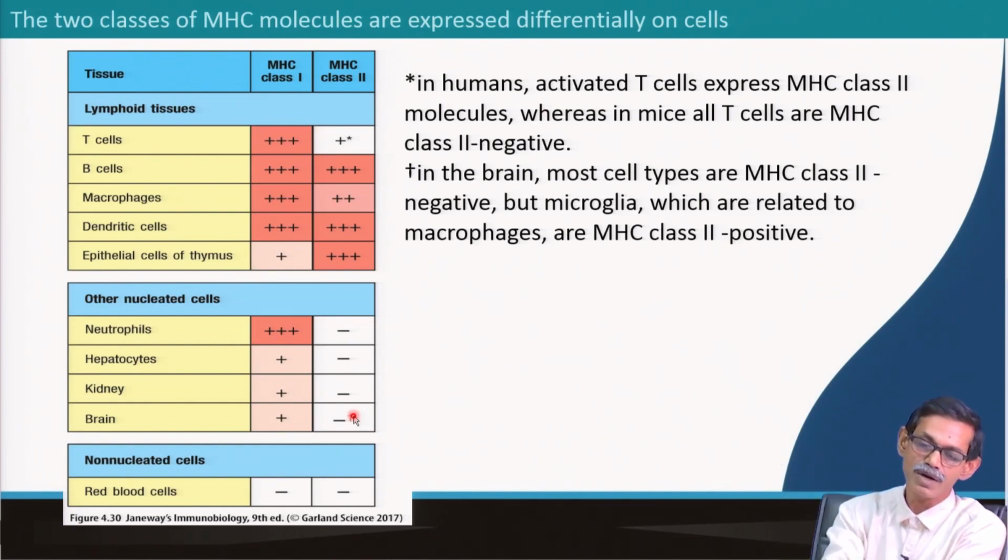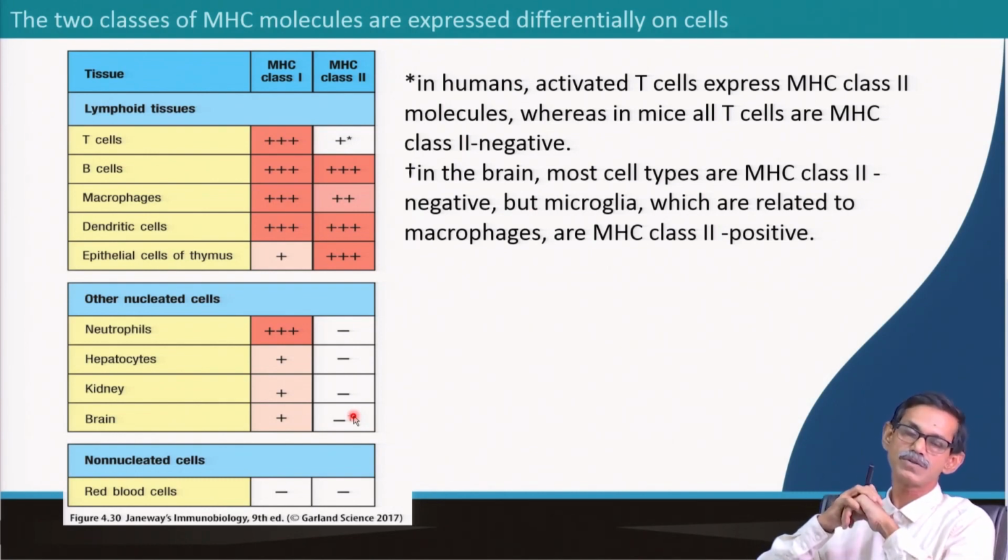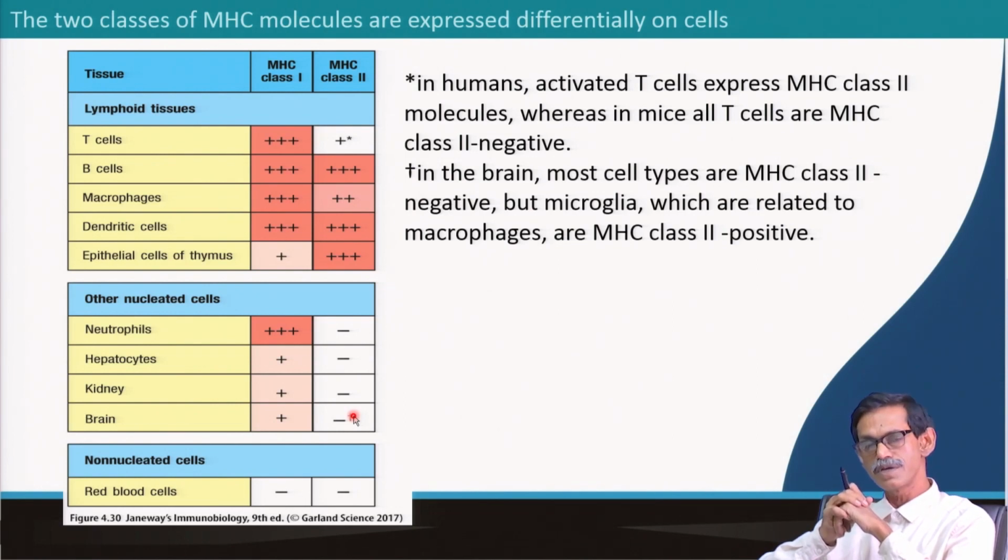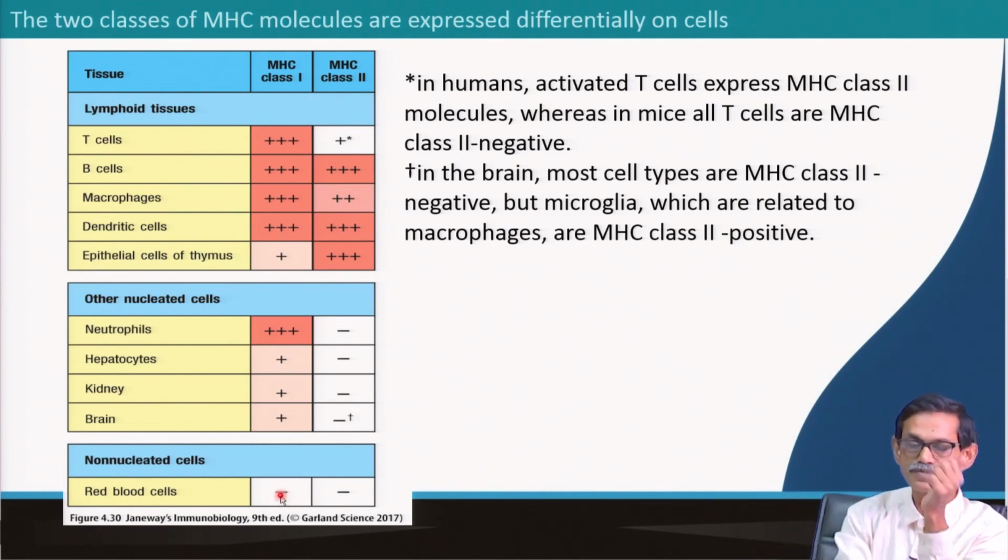If you see the bottom part, the red blood cells have neither MHC1 nor MHC2, because human RBCs particularly do not have a nucleus. If there is no nucleus, there is no protein synthesis. If there is no protein synthesis, MHC1 is not required. And they cannot eat or do phagocytosis, and they cannot synthesize MHC2 either. So it is not there.